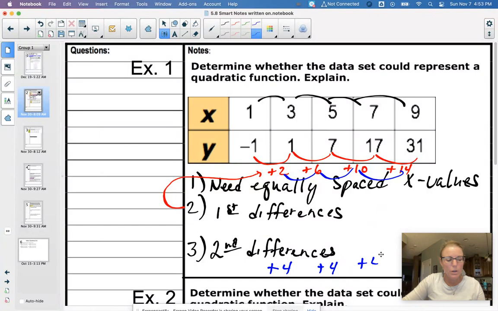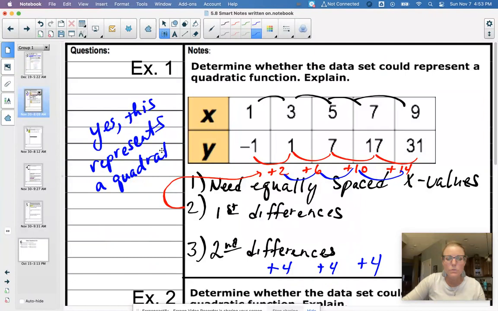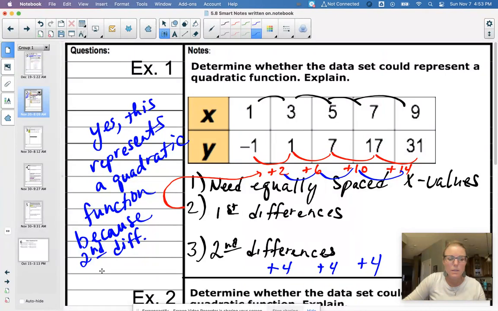Because the second differences are constant, we can say yes, this represents a quadratic function because second differences are constant. Perfect. All right, example 2.